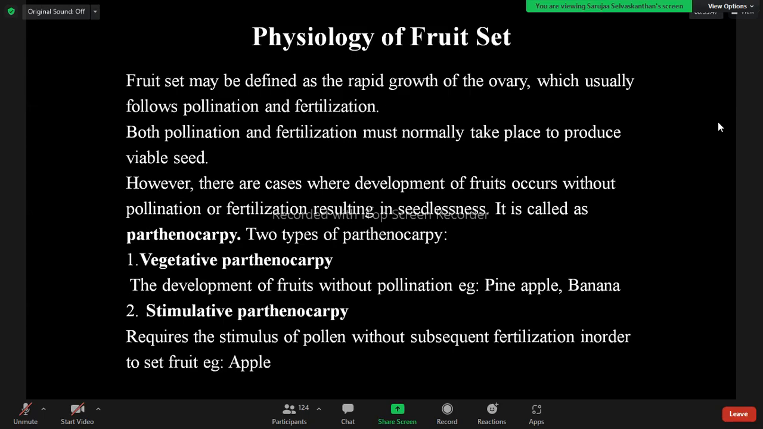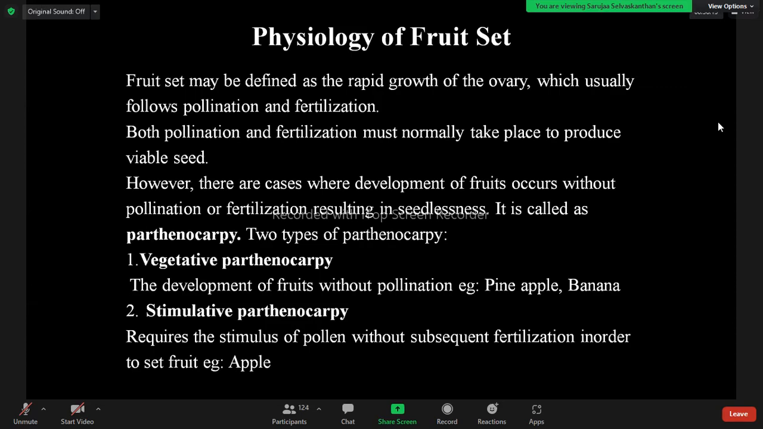Vegetative parthenocarpy means development of fruits without pollination. Example, pineapple and banana. There is no pollination, so the fruits are developed without pollination. Stimulative parthenocarpy means it requires the stimulus of pollen without subsequent fertilization. Pollination may be there, right? But there is no fertilization, right?